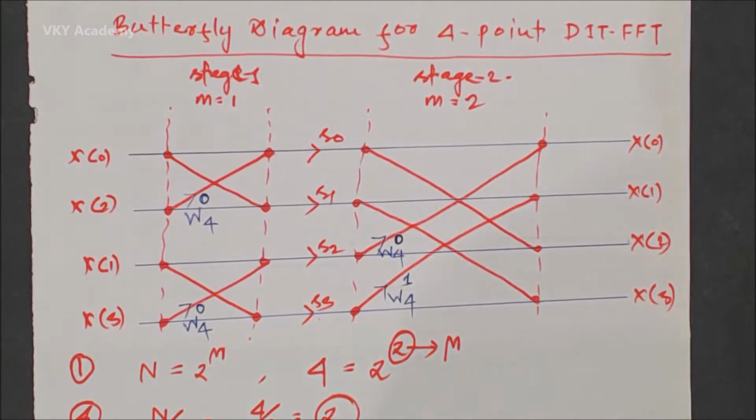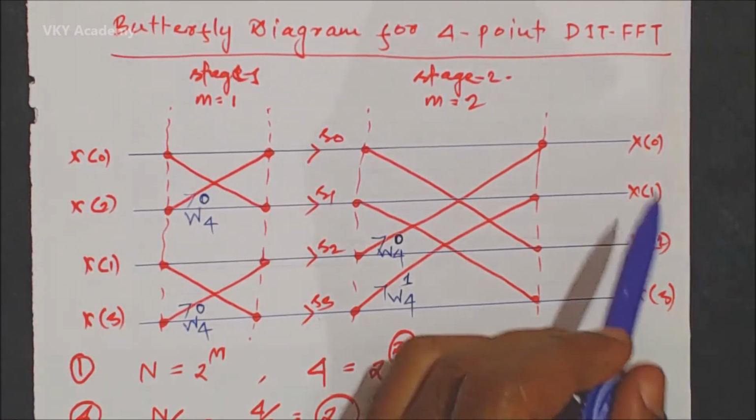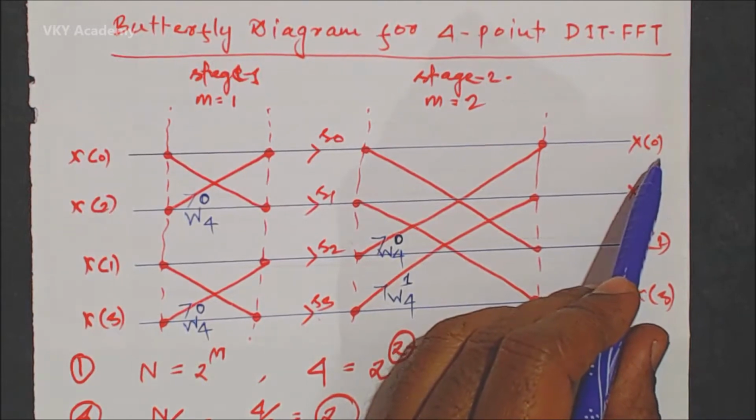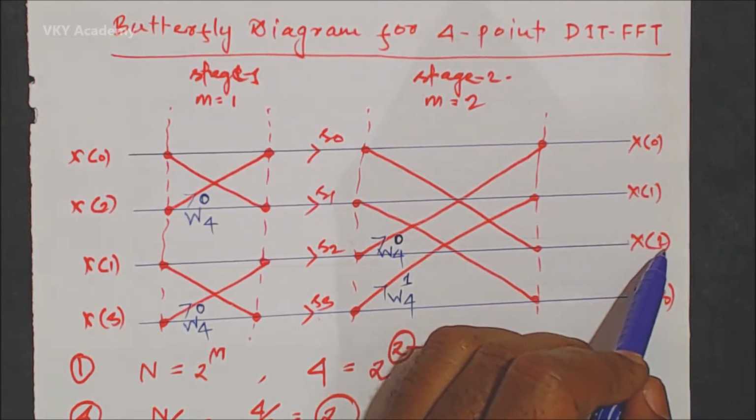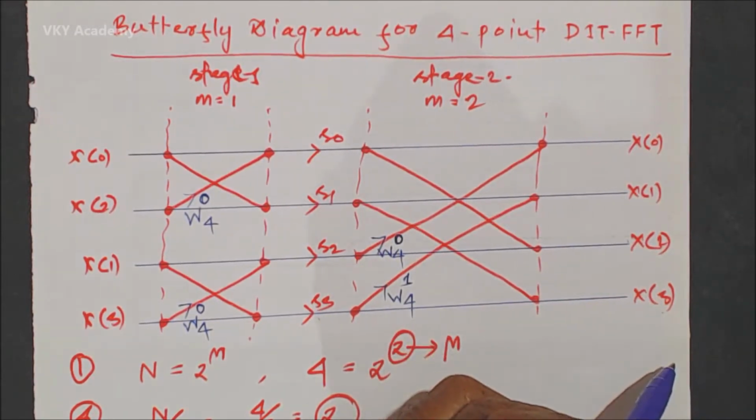We have seen how to design a butterfly diagram for 4-point and 8-point DIT FFT, and we have seen that for the DIT FFT algorithm the inputs are always taken in bit reversal. There is x of 0, that is small x of 0, small x of 2, small x of 1, small x of 3, and output is always in natural order: capital X of 0, capital X of 1, capital X of 2, and capital X of 3.